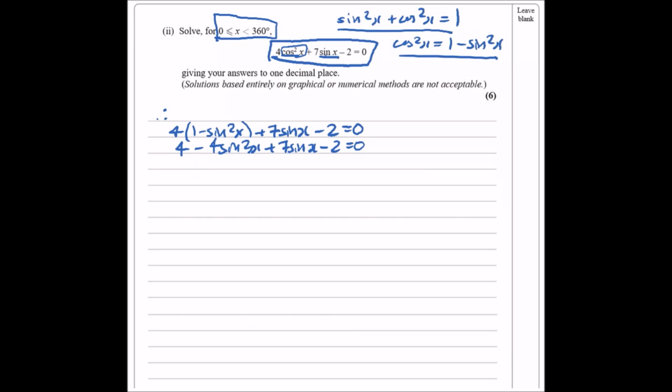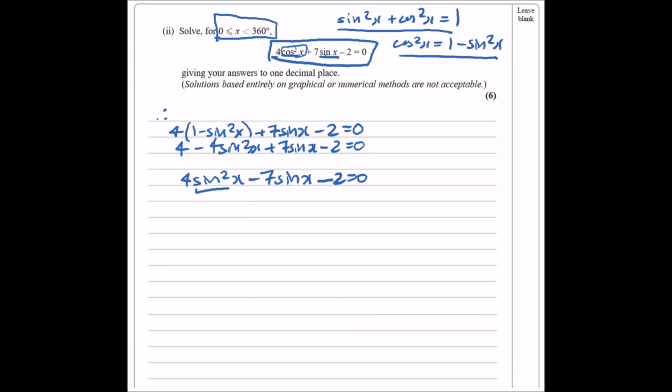So now here we've got collecting terms. We got 4 take away 2 is 2. And putting everything on the other side to make this term positive, we should have 4 sine squared x minus 7 sine x minus 2. Again, I just threw everything onto the right hand side. Now here we are, a typical quadratic equation. What do we do? Well, the best thing to do now is to simply factorize. So let's have a try.